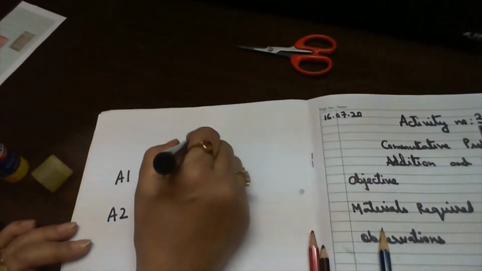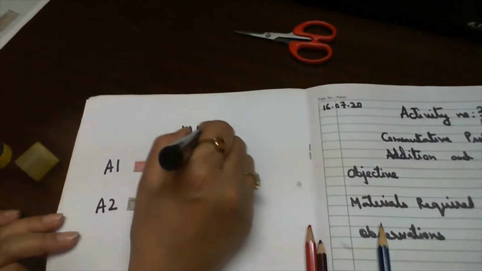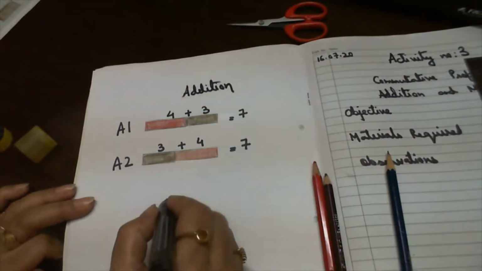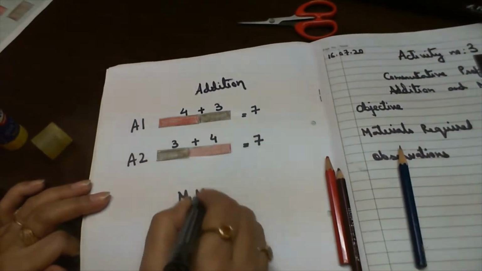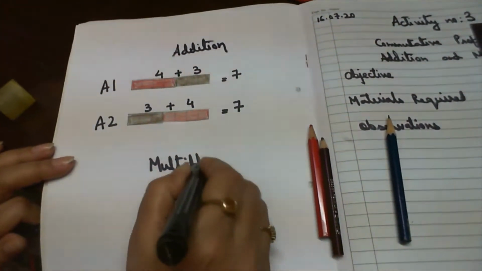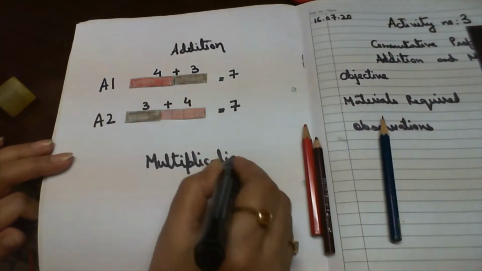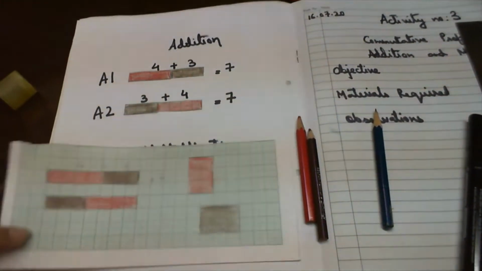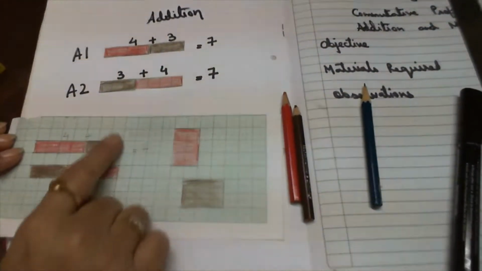So on the top, students, you will be writing addition. Okay, I am writing the property for addition, and below that, since I'll be doing it for multiplication, so I'll write that also. Okay, I hope you have understood. Now I have shown you this previously, so I had cut out this part.